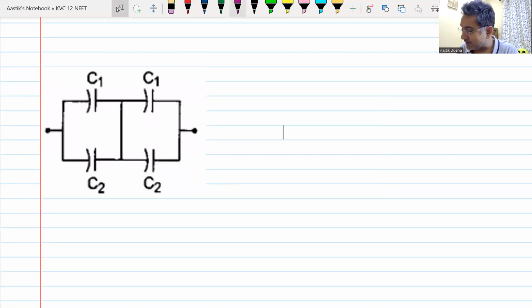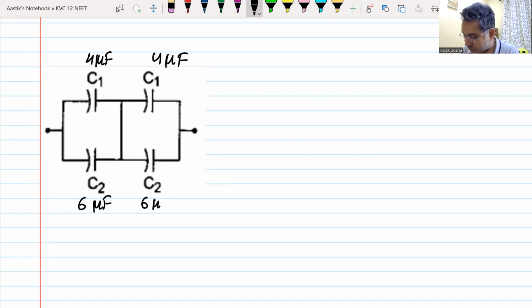This C1 capacitor is 4 microfarad. Both the C1 capacitors are 4 microfarad and both the C2 capacitors are 6 microfarad. You have to find out the effective capacitance between A and B. I will give you 2 minutes to solve this. So how are you going to do this, my dear friends? How are we going to solve this problem?